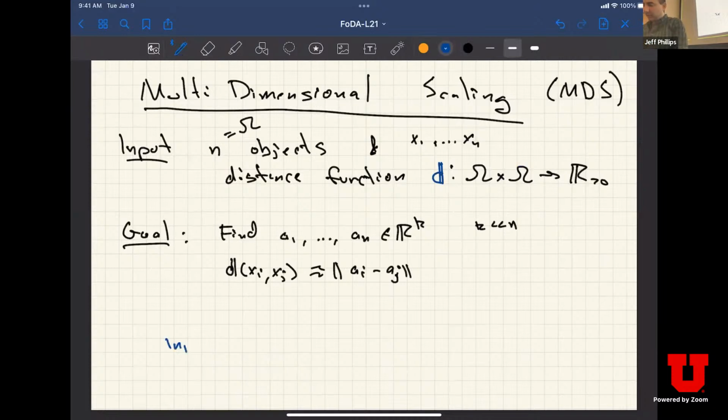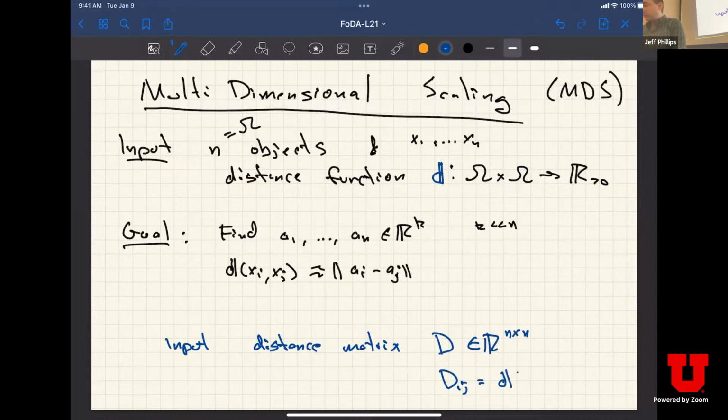Sometimes on the input, you're going to be given a distance matrix, and we'll call this D, and this will be in R^(n×n), and D_ij is then going to be the distance between x_i and x_j. So I'm just going to store these distances inside of an n by n matrix often. And typically we'll think of symmetric distances, so x_i to x_j is the same as x_j to x_i. Not necessary for this problem, but then this would have some redundant information in it, but that's fine.